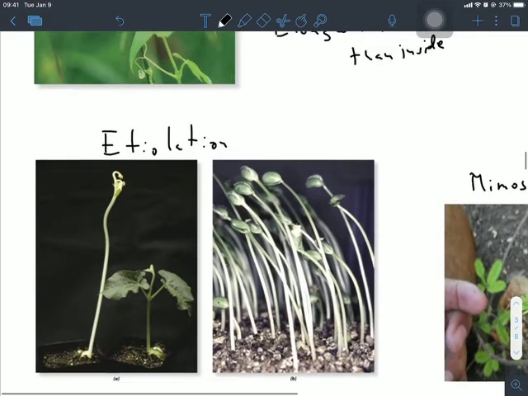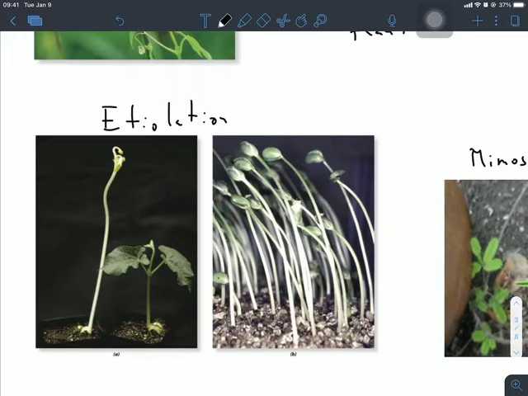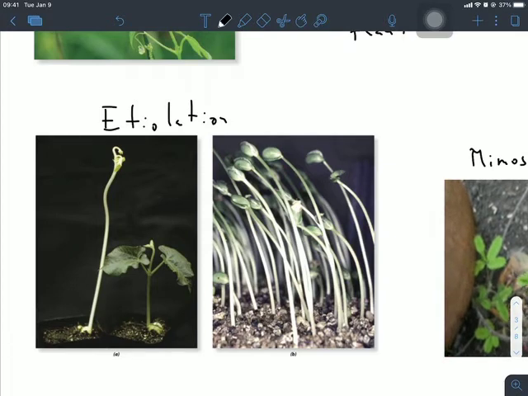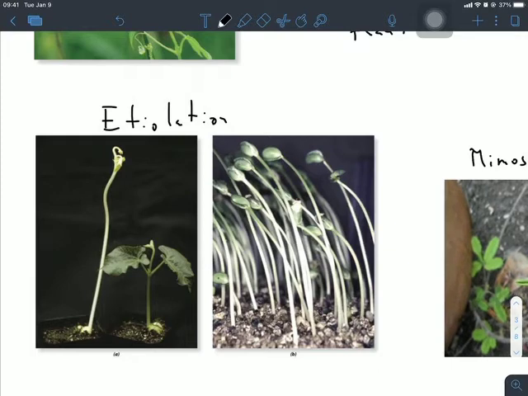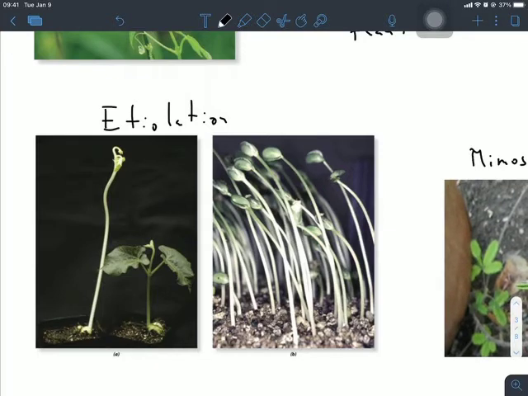Etiolation is, again, if you remember from our photosynthesis lectures, etioplasts, or plastids, plant organelles, that stimulate the rapid elongation of the stem in order to get the plant to find sunlight.